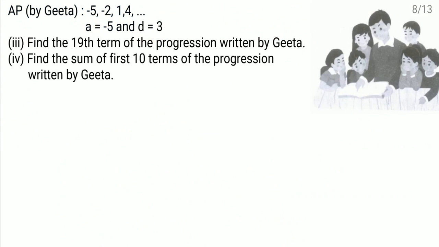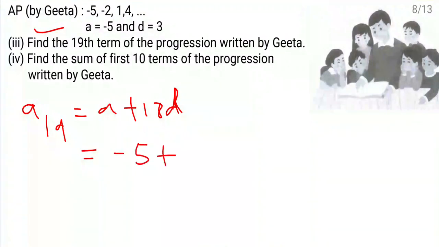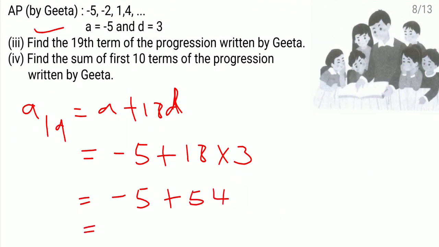Now, third question. Find the 19th term of the progression written by Geeta. So already I have written here the AP which is given by Geeta, but I need to get the 19th term, A19, which is equal to A plus 18D, which is equal to A is -5 plus 18 into 3, which is equal to -5 plus 18 threes are 54. So this is 54 and we get the answer as 49. Right?